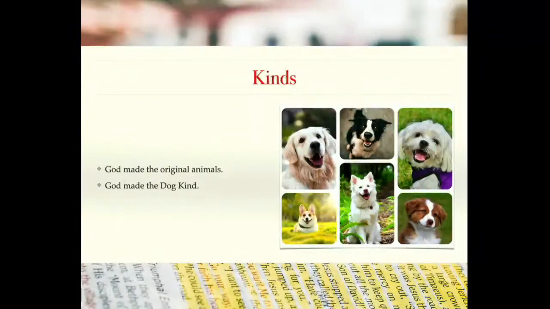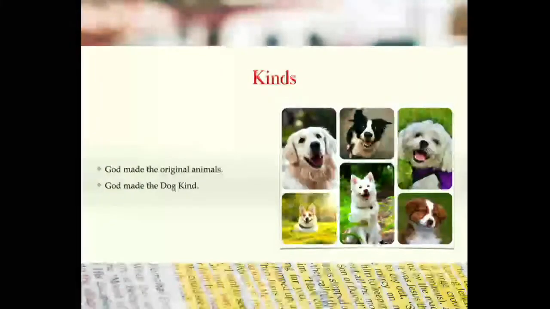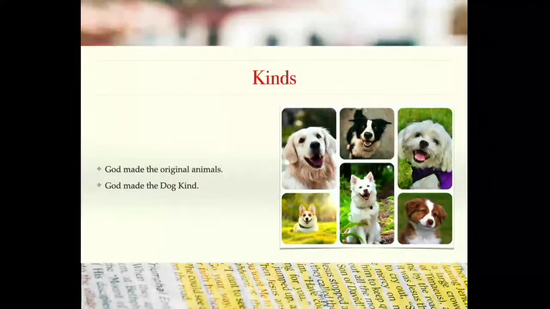If you want to go back from a Yorkie to the original dog, the wolf, you can't. Why? Because there was a loss of genetic information. The Yorkie didn't evolve into the Pomeranian, which didn't evolve into the Dachshund, which didn't evolve into the German Shepherd, which didn't evolve into the coyote. It doesn't go that way. That's what evolution teaches. But rather, the dog family, the wolf, became speciated, and it changed, and it changed, until you got the Yorkie. So theoretically, the wolf can become a Yorkie, but the Yorkie cannot become a wolf. So God made kinds. So how are species made?